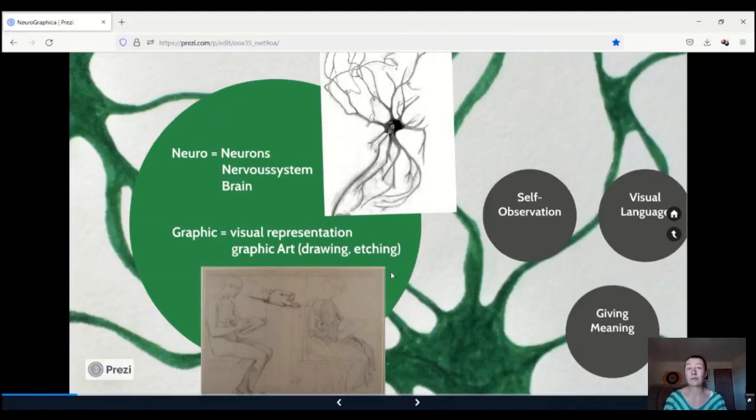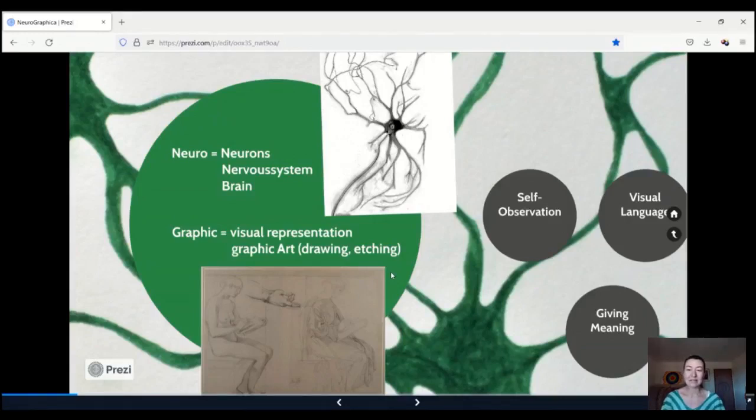So NeuroGraphica works on our brain. And it can actually change our brain. There are also studies about that. Unfortunately, they're still all in Russian because NeuroGraphica comes from Russia and it's not very old yet. So maybe in the future, there's going to be more studies about that.